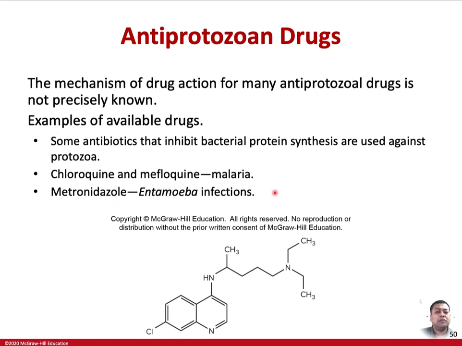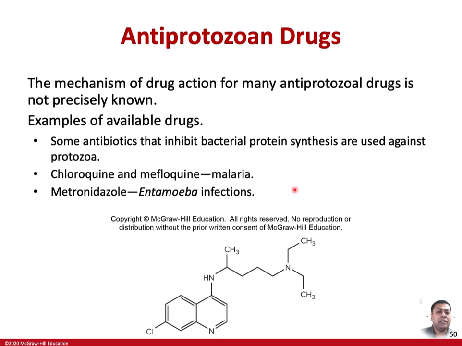There are some other drugs that are mentioned in your textbook as well, known as nitazoxanide, which is useful in Giardia infection and Cryptosporidium infection. Both of them can lead to gastrointestinal disorders.